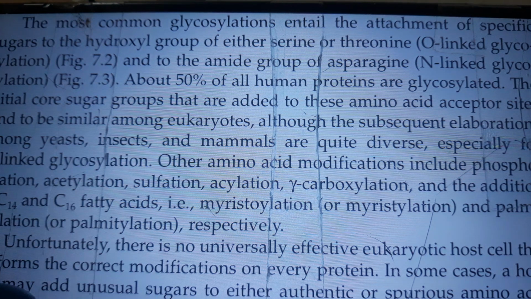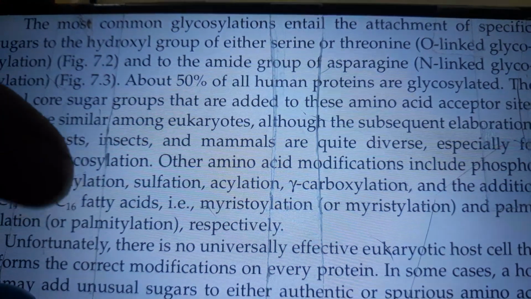Other amino acid modifications include phosphorylation, acetylation, sulfation, acylation, alpha-carboxylation, and the addition of C14 and C16 fatty acids, that is, myristoylation and palmitoylation, respectively.